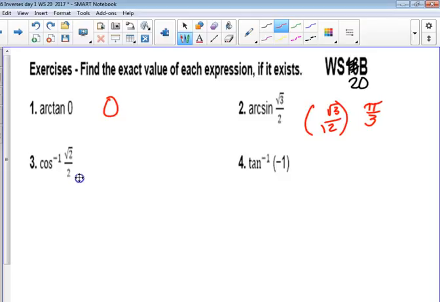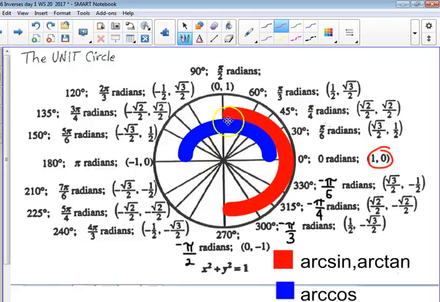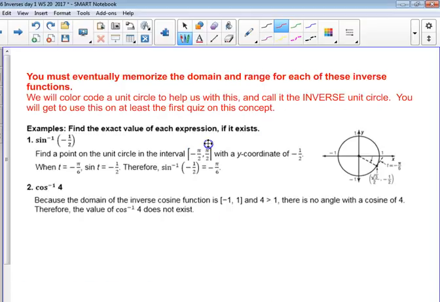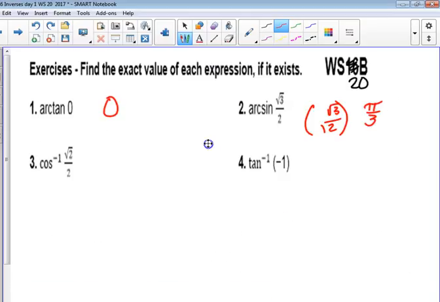Arc cosine, square root of 2 over 2. What quadrant am I in? 1? No, because cosine, that's a great question, but remember cosine was restricted to quadrants 1 and 2. Yep. There's none of these that can have more than one answer, so you have to be careful. Good job.